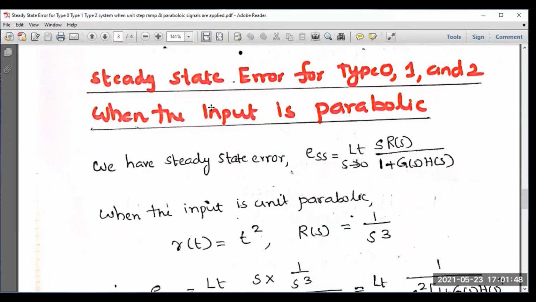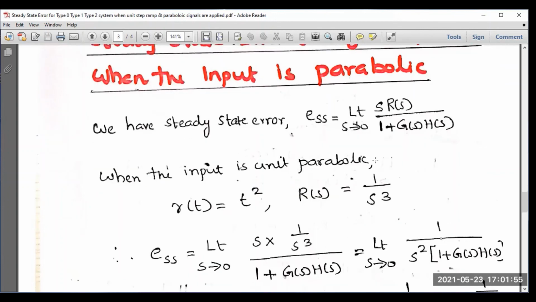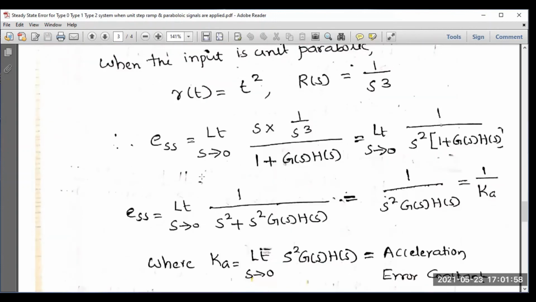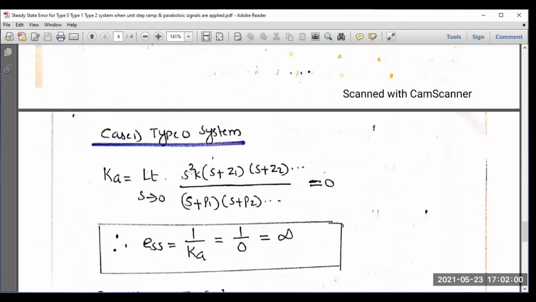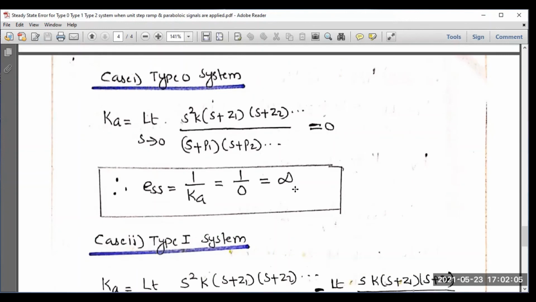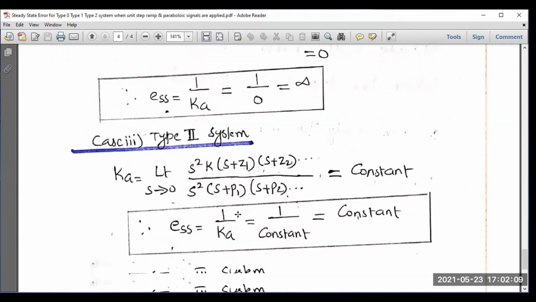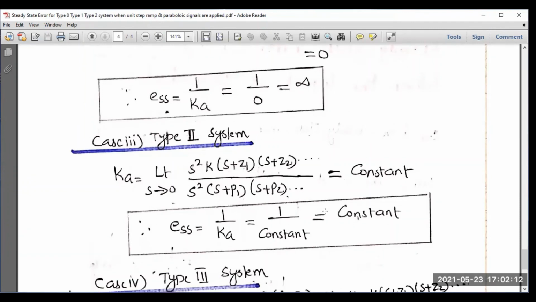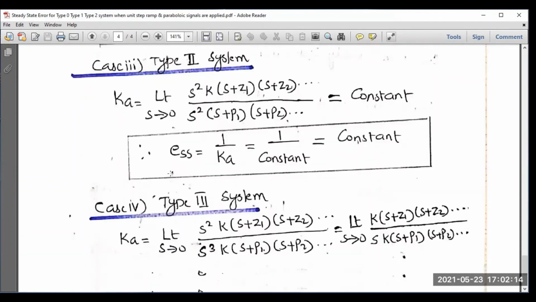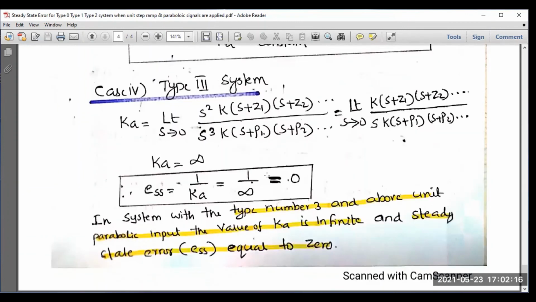Similarly, the third case was steady state error for type 0, 1 and 2 when the input is parabolic. First of all, I made the general expression for ESS, that is equal to 1 by Ka. Later, for type 0, I computed the expression for Ka and substituted over here, and I got infinity. Then for type 1, the steady state error is infinity. For type 2, the steady state error is constant. But from type 3 onwards, the steady state error will be 0 in case of unit parabolic signal. This is the conclusion which I made from the session.